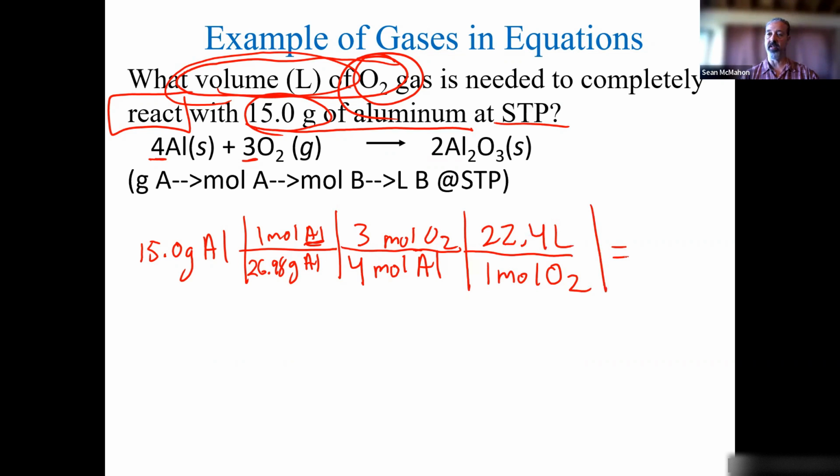So the steps: I converted grams of aluminum to moles of aluminum. I converted moles of aluminum to moles of oxygen. And then I converted moles of oxygen to liters of oxygen. Why? Because at STP, 1 mole of any gas is 22.4 liters. So the rules for stoichiometry: balanced equation, check. Convert given units to moles, check. Convert given moles to desired moles, check. Convert desired moles to desired units, check.